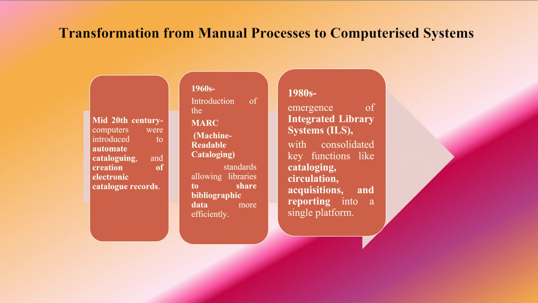So, the transformation from manual processes to computerized systems. In the mid 20th century, computers were introduced, and automated cataloging, classification, and circulation records started. In the 1960s MARC records were introduced in cataloging, and in the 1980s integrated library systems emerged. So all this cataloging and classification has emerged. This was the transformation of the library.